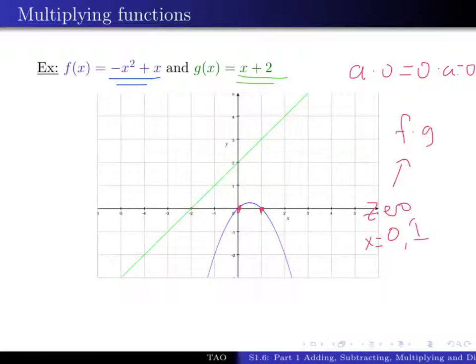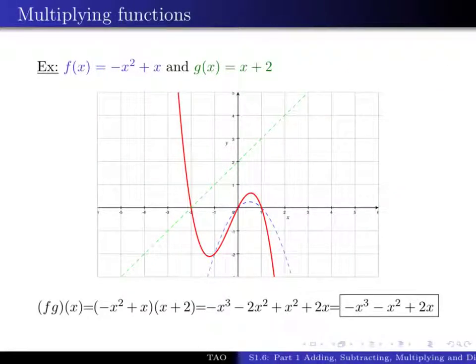0 at 0 and 1. And the zeros we get from our g happen at negative 2. 0 at negative 2. Okay? So whatever this multiplied function is, it has 3 zeros in it. 2 of them from f and 1 of them from g. Right? Now let's look at what this looks like.